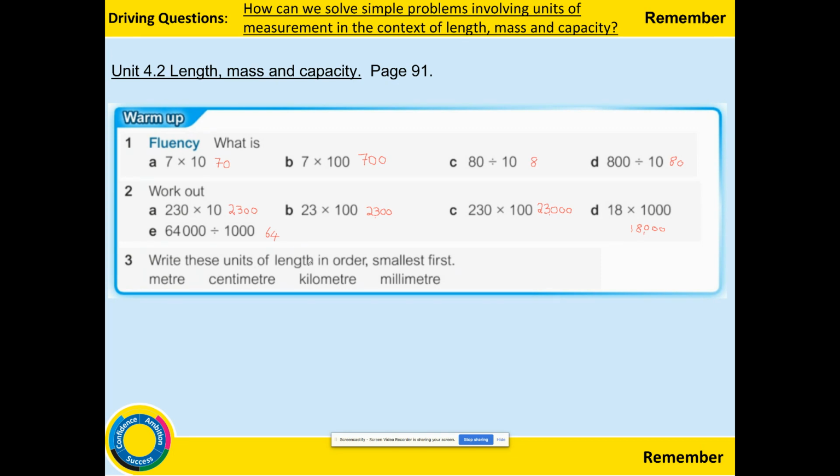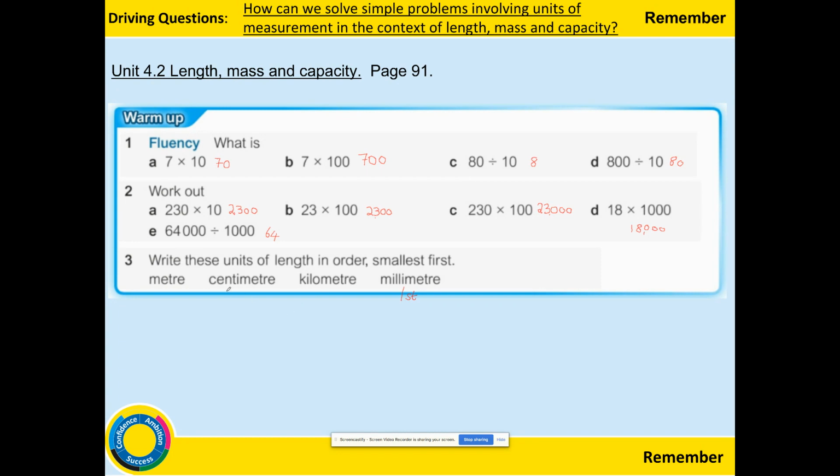Write these units in length order. Smallest first. I've got meters, centimeters, kilometers, millimeters. You should be familiar with centimeters and millimeters. They're on your ruler. And the smaller of the two is the milli. Thousandths, and cent is 100. So milli is the smallest one. So millimeter will be the first in your list because we're starting from the smallest.